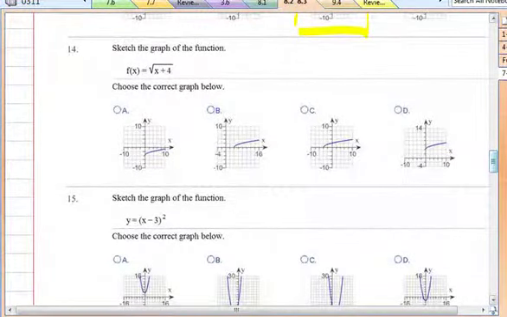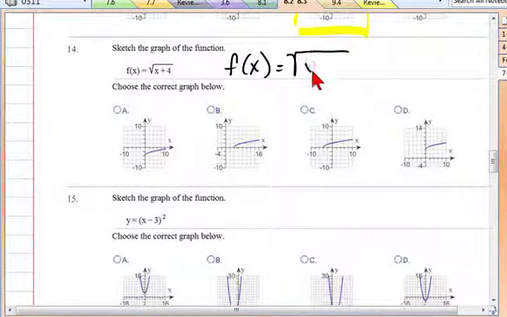All right, next one. f of x is the square root of x plus 4.